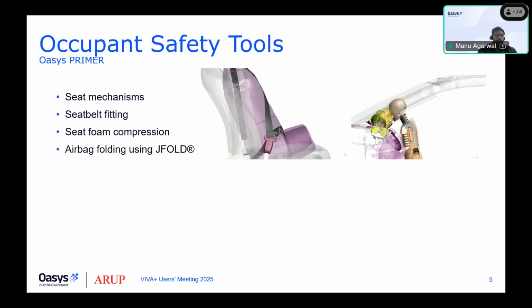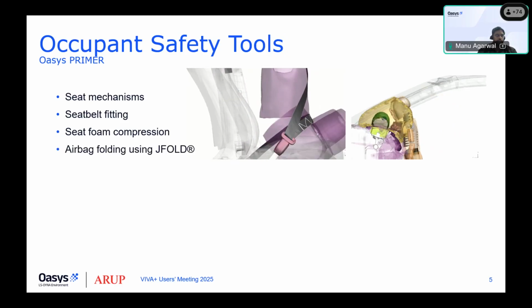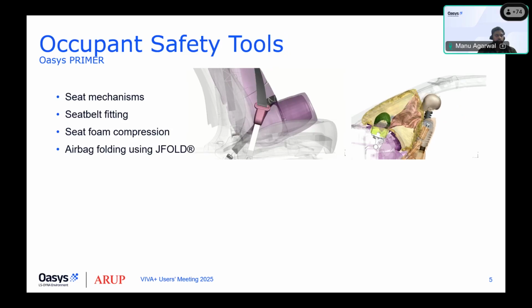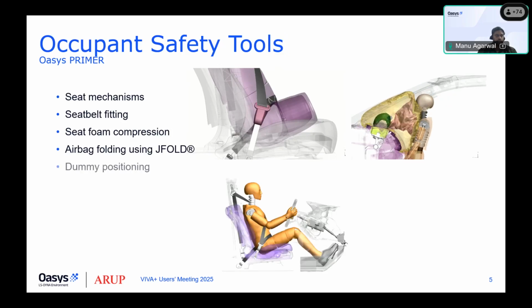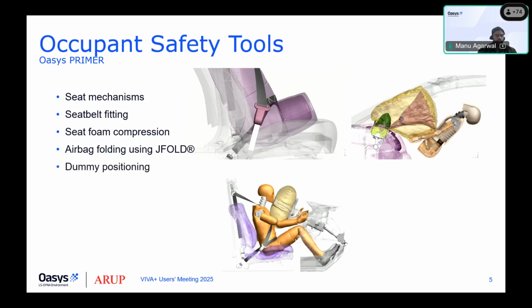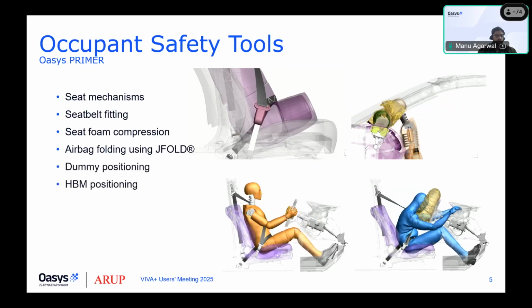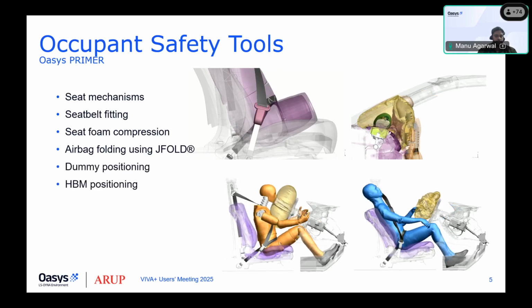It also includes fitting of the seat belts, including fully fabric seat belts through explicitly meshed slip rings. I've already opened the airbag folding and simulations video here, which is done using a third-party plugin called JFold. We also support positioning of the ATDs, dummies, and of course the complex human body models onto the seat in various orientations.